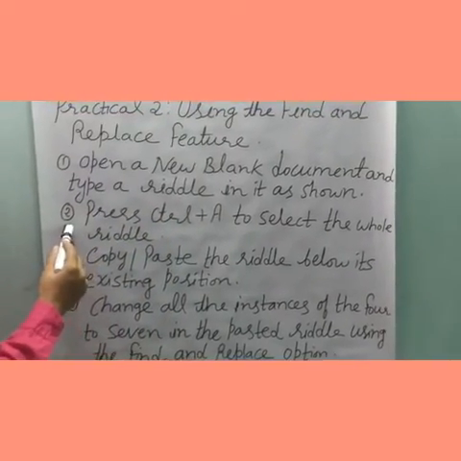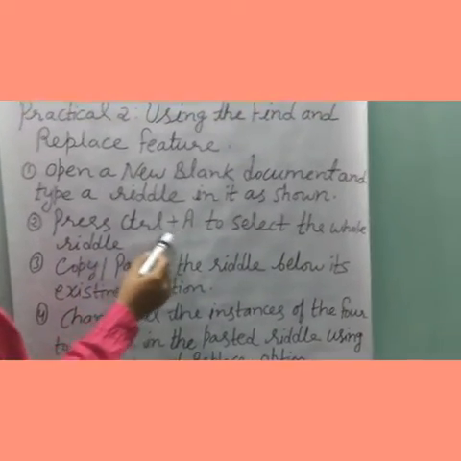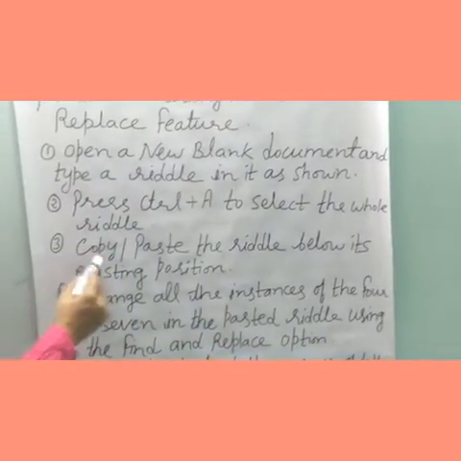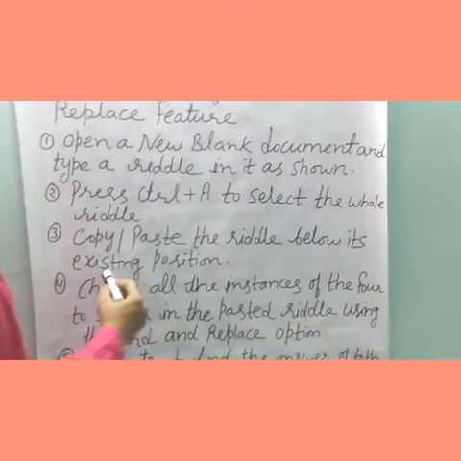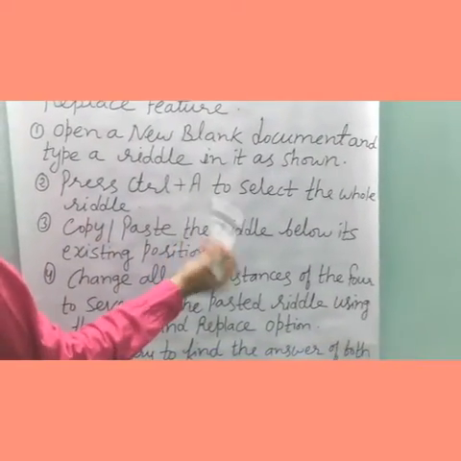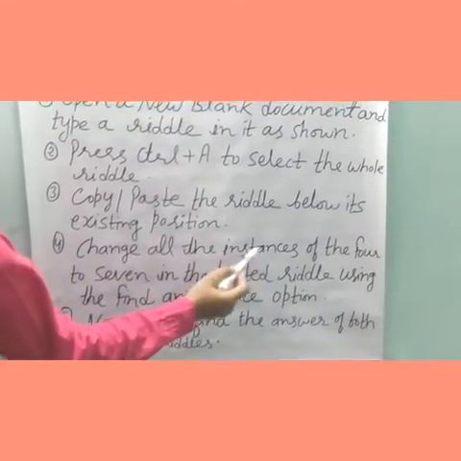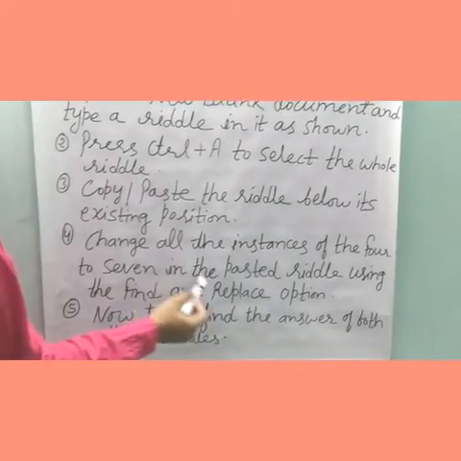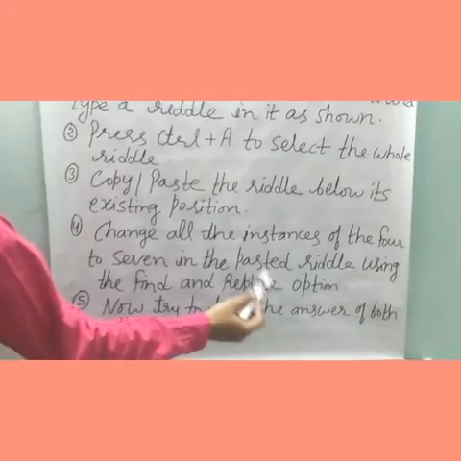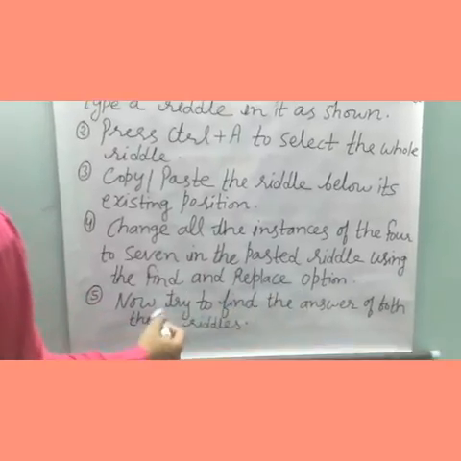Okay. Next, second, press Ctrl plus A to select the whole title. Ctrl plus A selects this whole title. Next, third, copy and paste the title below its existing position. We will use the copy paste option to place the title below its existing position. Now, fourth, change all the instances of the 4 to 7 in the pasted title using the find and replace option. Now, last, fifth, try to find the answer of both these titles.